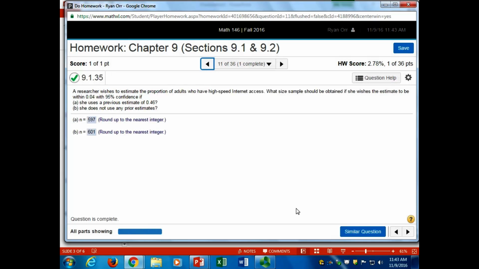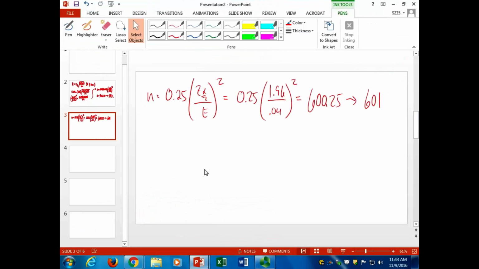So it just depends on which one you're looking for. Actually, I solved from the actual error formula. This is a conservative estimate, this formula.